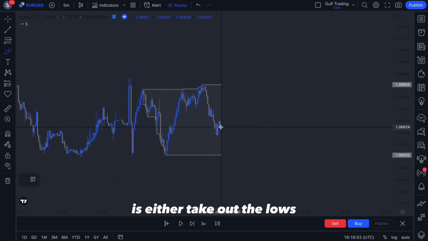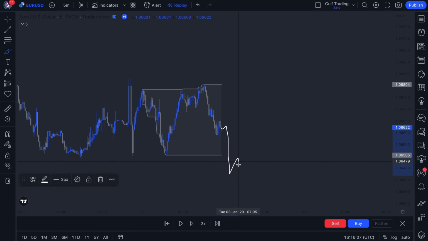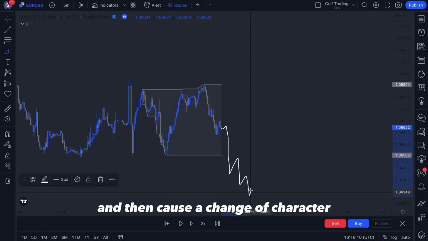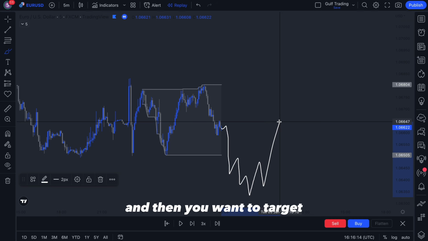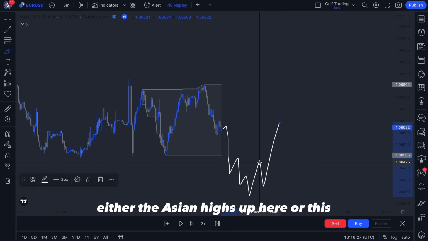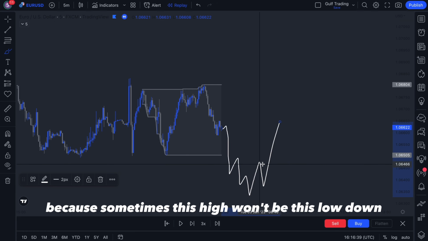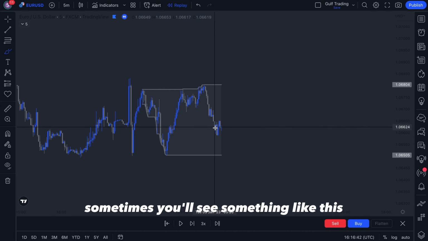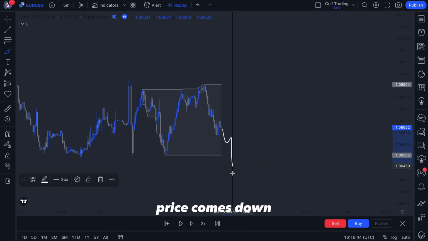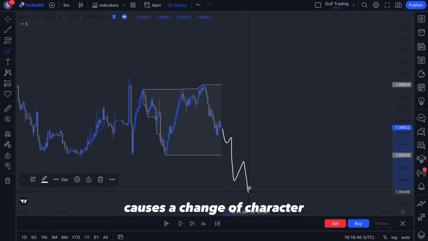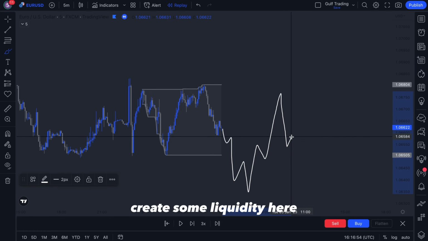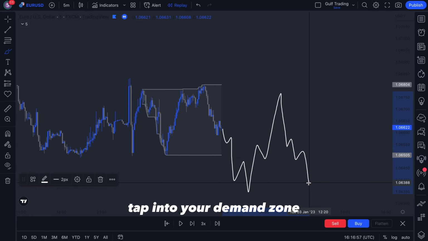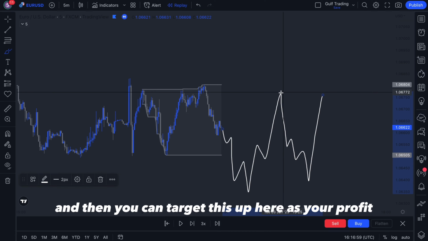So what you want the price to do is either take out the lows, go down maybe, and then cause a change of character. Then you want to pull back to your 5-minute zone, and then you want to target either the Asian highs up here or this recent high there, because sometimes this high won't be this low down. So if I get rid of that, sometimes you'll see something like this. Price comes down, takes out liquidity, causes a change of character. It might continue up, and then come down, create some liquidity here, tap into your demand zone, and then you can target this up here as your profit.